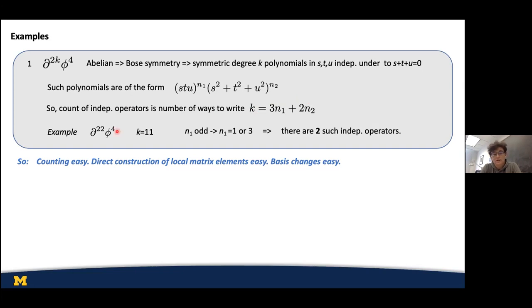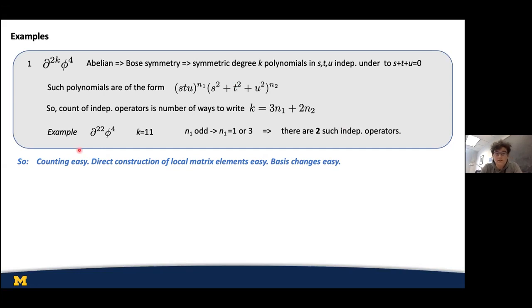And so just to give an illustrative example, if I had 22 derivatives, the mess of figuring this out at the level of Lagrangian is not as much fun as saying that k is just 11. That means n1 must be odd. It'd only be 1 or 3, so therefore there are 2 such independent operators. It gives us more than the counting. It actually gives us the matrix elements, so we don't need to reconstruct the operators for applications in physics.